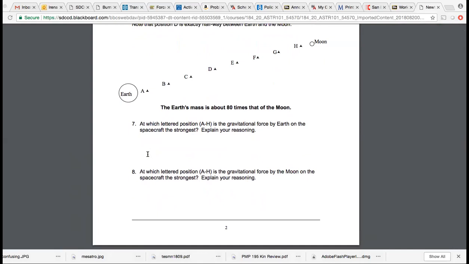Which one? Strongest. So that would be H, correct? Exactly the same reasoning, right? Yes. Okay, very good. What's the next one?